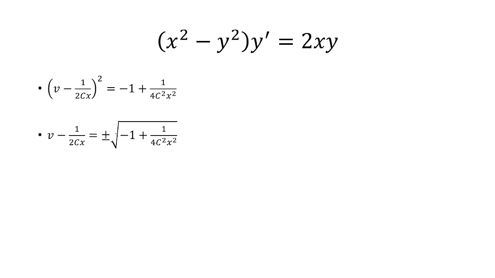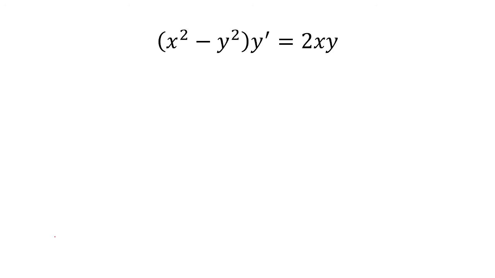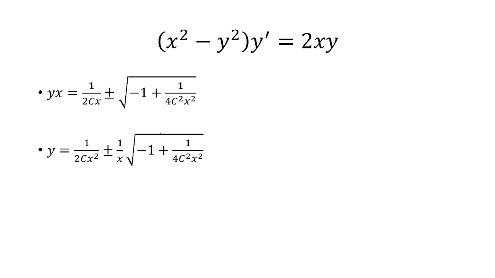Now I can take the square root of both sides. And when I take the square root, you want to include both the positive and the negative. So then I can solve for v by itself. But recall v was y over x, and I want to solve for y. So what I have to do is just multiply both sides by x. And so this is my solution.